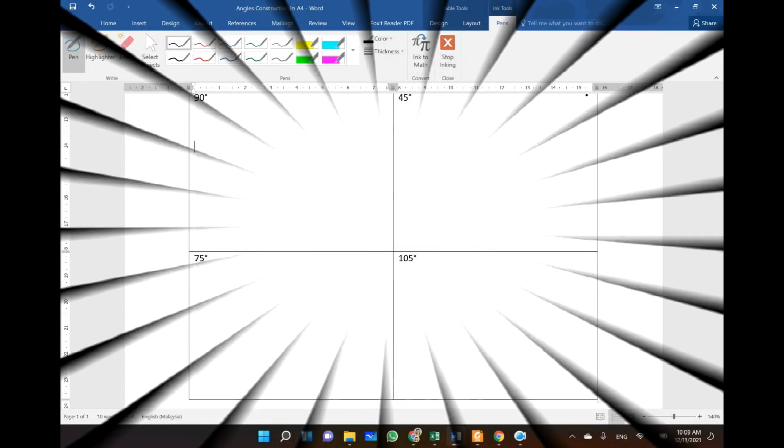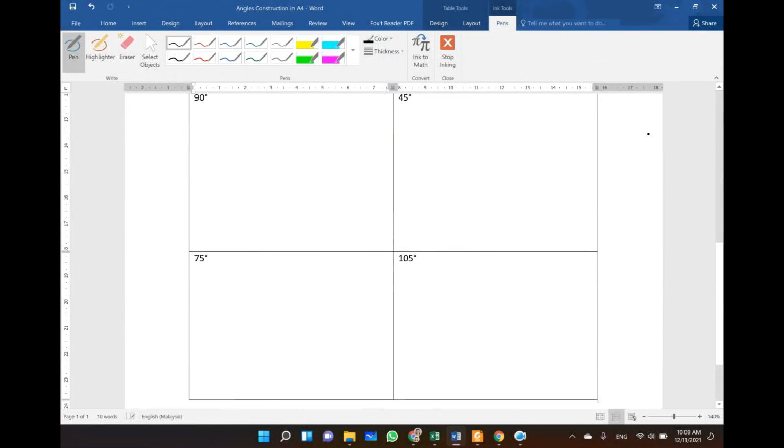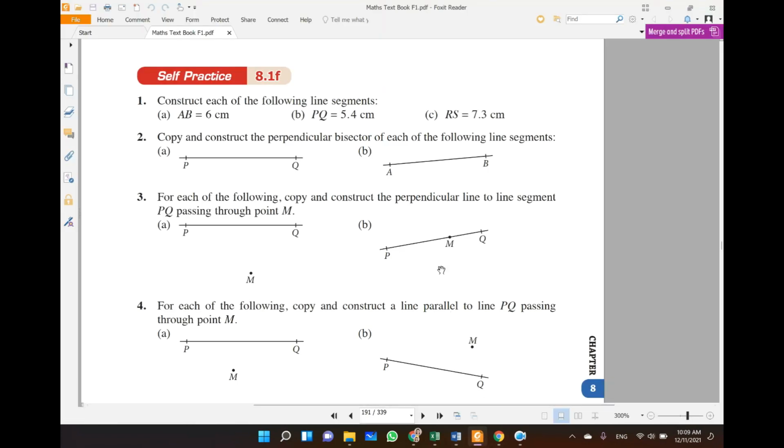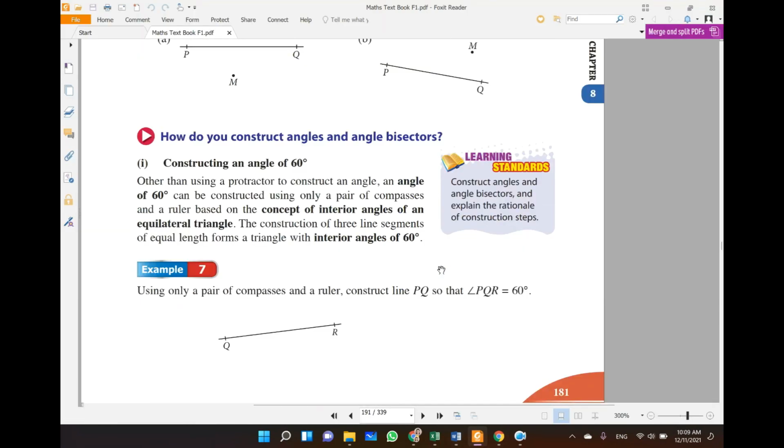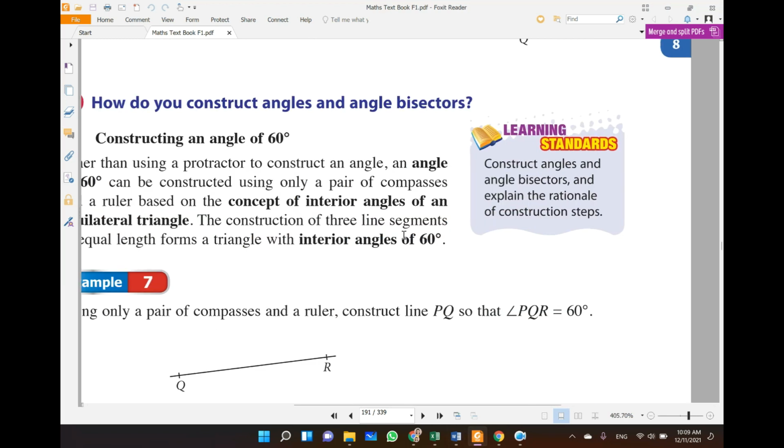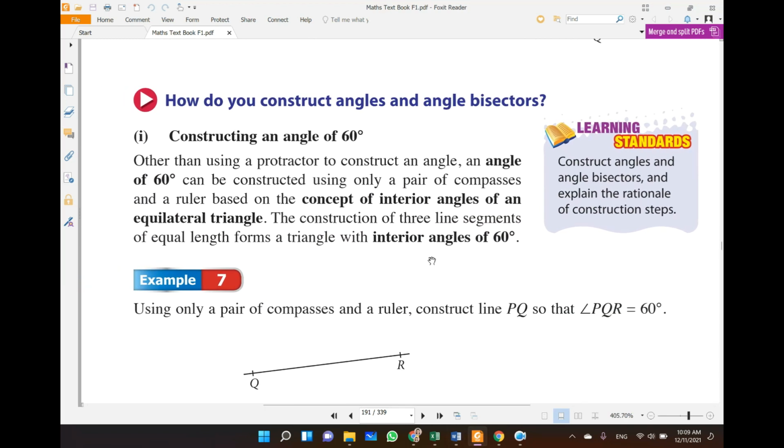Today you are going to learn how to construct an angle. This is the only thing that we are going to learn in this lesson. First, you are going to learn how to construct an angle. After that, you are going to construct an angle bisector. Two things only. So first, to construct an angle, the basic of constructing an angle is 60 degrees.